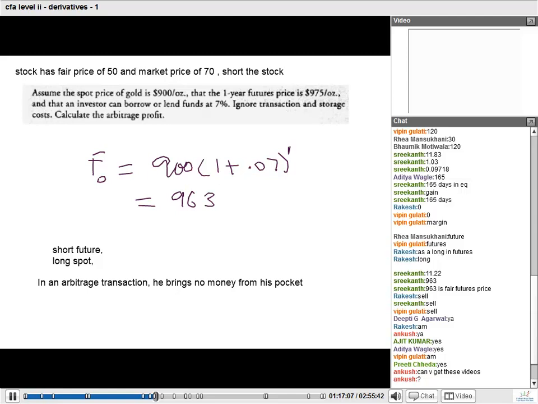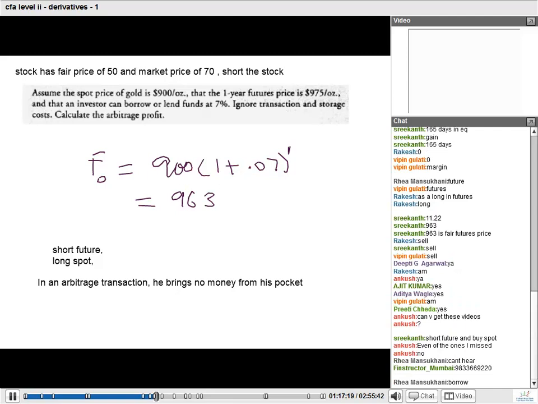But for longing the asset in the spot, he needs how much money? $900? Does he have $900? Even if he has, he doesn't bring it in. For arbitrage transaction, you make risk-free money. That is, you don't bring any money from your pocket and you still make a profit. So he will borrow $900. So that's the transaction that he'll do. Short the future, borrow 900 from a bank and long the spot. Compute the arbitrage profit if he borrows just $900.